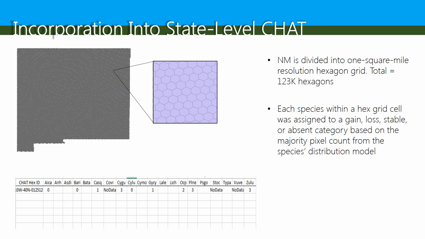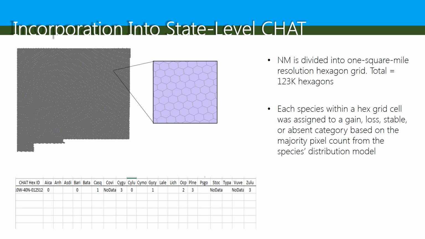Each hexagon has a corresponding ID, as you can see in the table. We looked at the classification of the 20 species, whether it's gain, loss, stable, or absent for each hexagon. We placed 0 if the species for that hexagon is absent, 1 if the species was lost in a particular projection year for that hexagon, 2 if the species has gained suitable envelopes for that hexagon, and 3 if the species is stable for that hexagon.